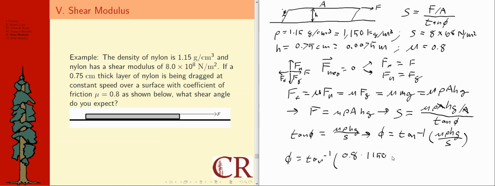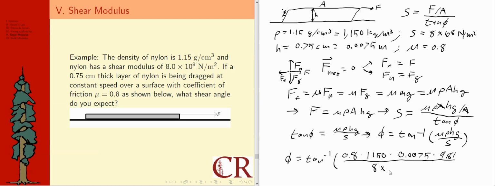And part of the argument with that is that overall, the number that I put into a tangent inverse should be dimensionless or unitless. And so if everything is in base units, it should all cancel without any other needed conversions because I took care of all that up here.